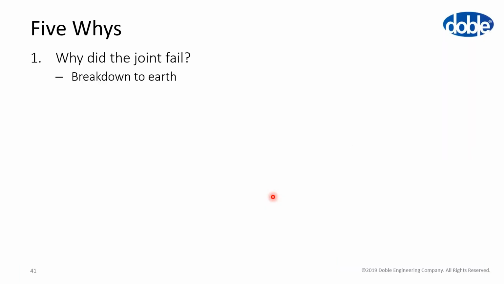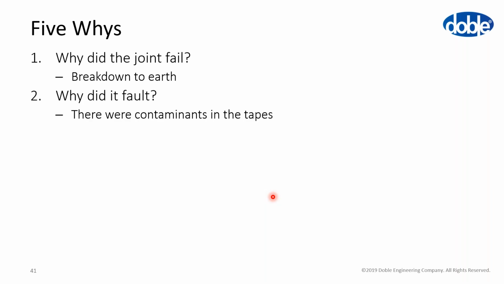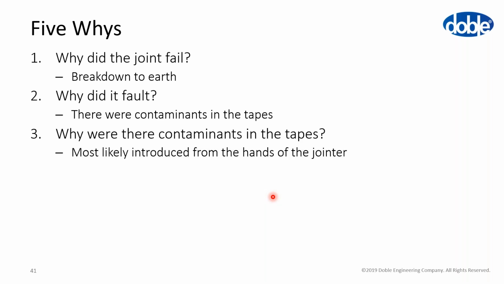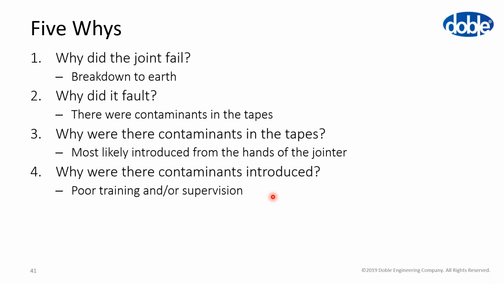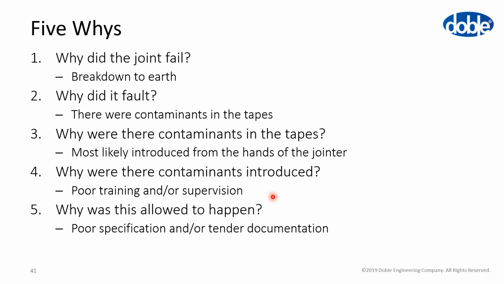So let's think about our 5 whys analysis. Why did it fail? Well, it broke down to earth. Why did it break down? Well, there were contaminants in the tape. Why were there contaminants in the tape? Well, they probably came from the hands of the jointer. Why were they on the hands of the jointer in the first place? Well, he probably didn't have good training or good supervision, or both.